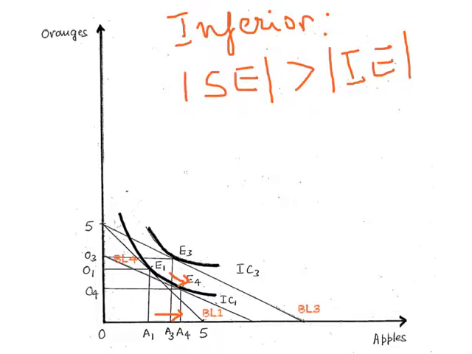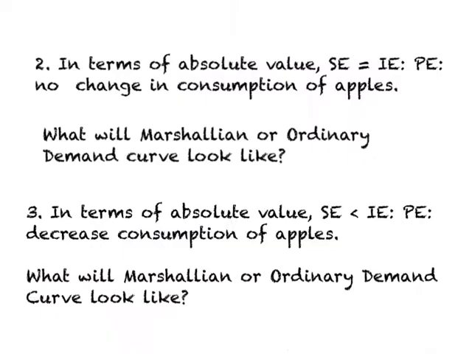And what about the income effect? Income effect will be this movement from E4 to E3, and you'll find a decrease in consumption of apples because of income effect. What will be the overall price effect? It will still be A1, A3, and what you find here is, in this case, where substitution effect outweighs the income effect in case of apples being an inferior good, the result is price effect will also indicate an increase in consumption of apples.